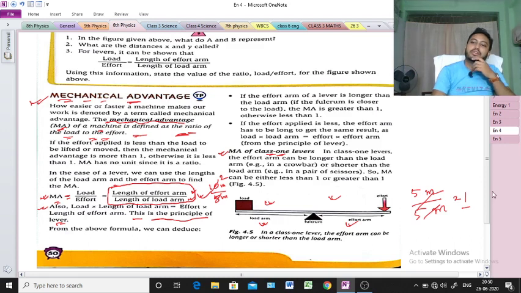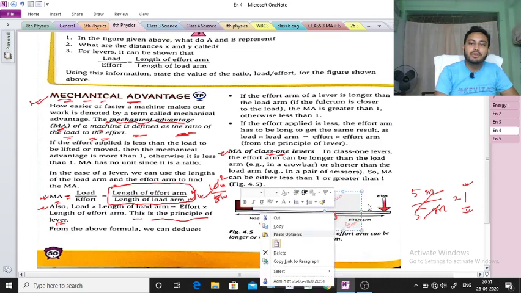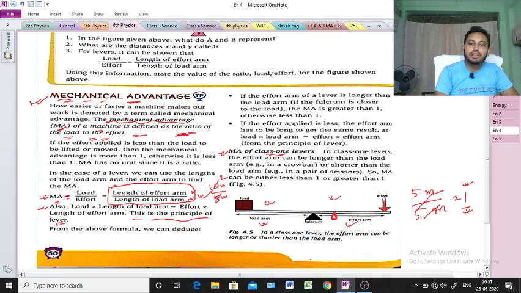Clear? Okay. So in this first case, the mechanical class 1 lever, what is the value here? The mechanical advantage is equal to 1. Maybe if the position of the fulcrum is here, just try to understand, in that particular point of time, the length of the load arm is a little bit high.